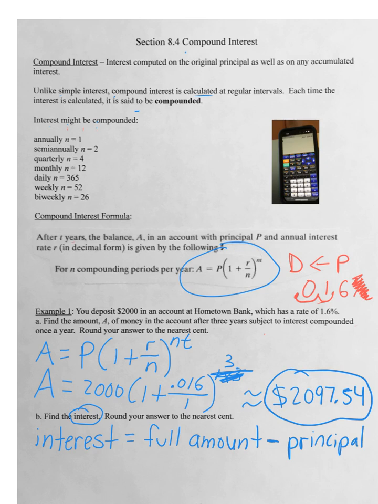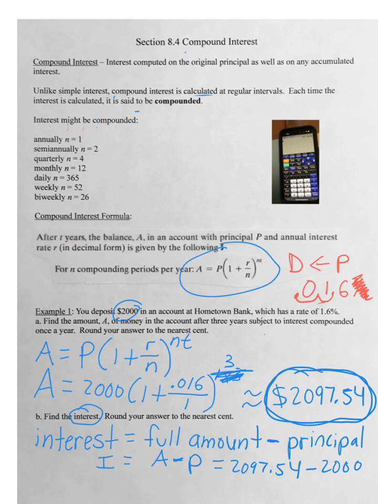So to get interest I, just think it's A minus P. A minus P. You might want to jot that formula down somewhere on your handout. So when I do that, the interest I, the full amount, well, that was your answer to part A. That was the $2,097.54. You're going to subtract the principal P, which is what you originally deposited, which was $2,000.